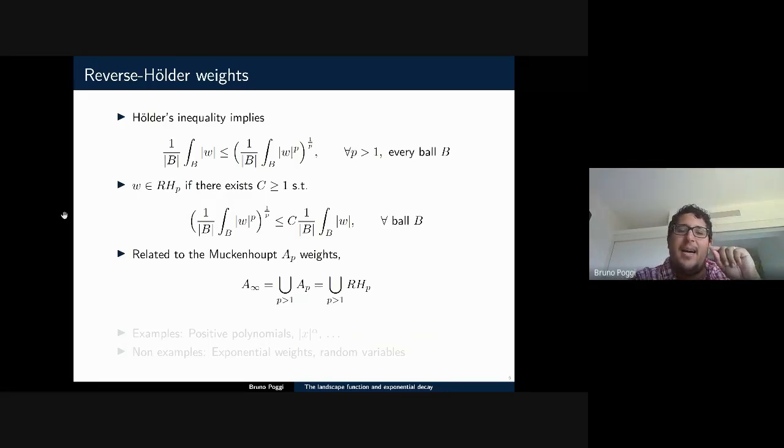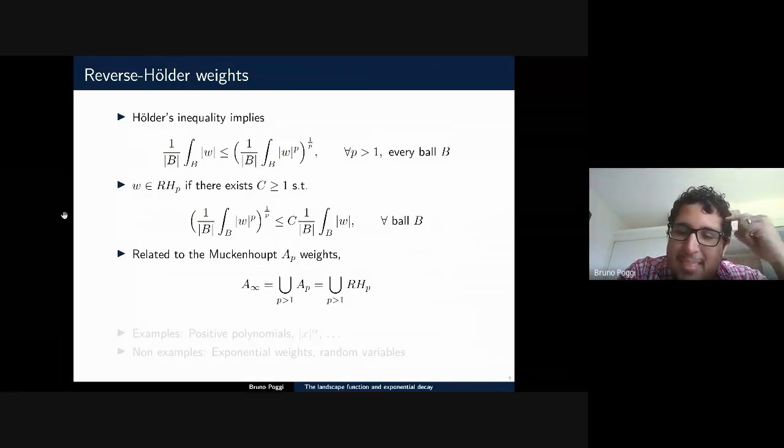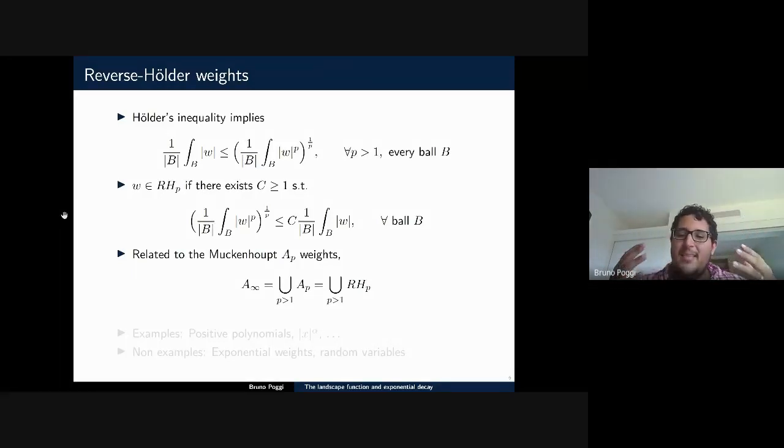And now, what does it mean to be in a reverse Holder class? This is a class of functions that became popular around the 70s or 80s of last century because of its connection to harmonic analysis and the Muckenhoupt A_p weights. So what does it mean for a function to be in a reverse Holder class? It means that the function satisfies a reverse of the Holder inequality. So you have the Holder inequality here first, and it is a classical result from real analysis.